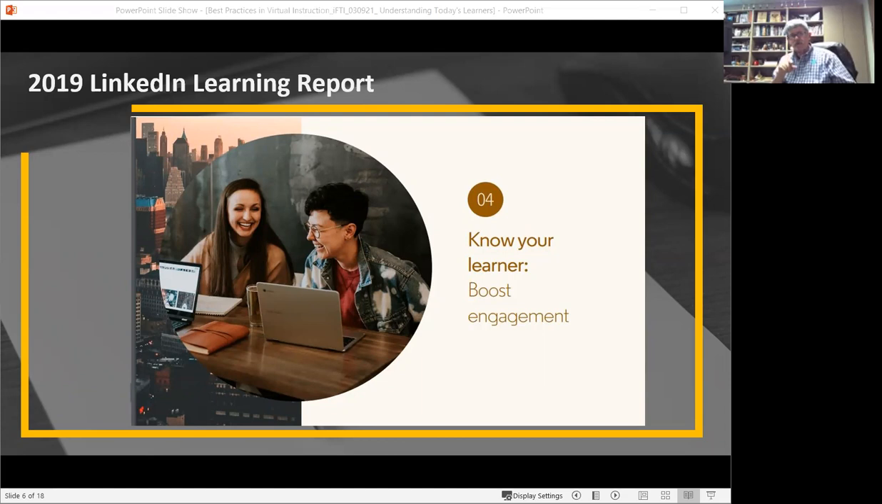They did a report just last 2 years ago, and they came up with several things. And one of the key things that I picked up on their learning report is this whole idea about knowing our learner. Our learners want to be engaged. And by engaged, that doesn't mean them sitting and listening to me. That's low level engagement. That's almost non-engagement. Because quite frankly, if you stop and think about the term engagement, engagement means two-way, both of us involved.